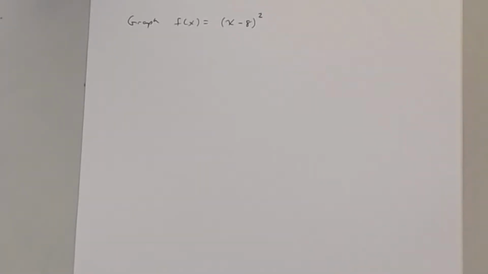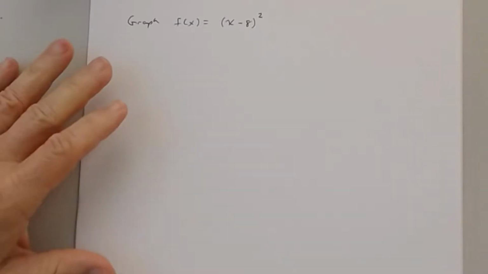So let's graph y equals x minus 8 squared. Now remember, the way you want to do this is to find the vertex. We talked about the vertex last class period. What's the vertex of this quadratic function? It's (8, 0). It just keeps moving, but eventually it clears out. So the vertex is (8, 0).